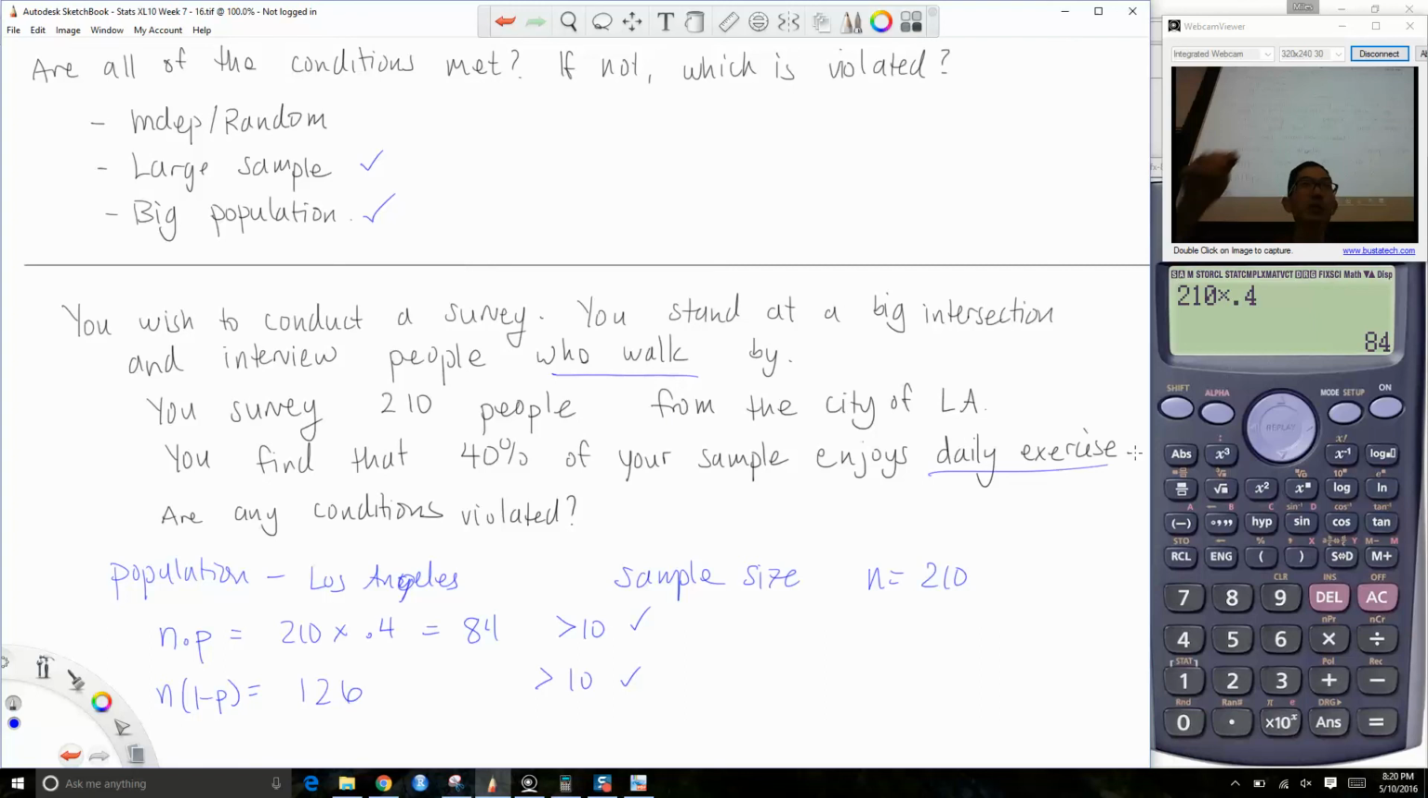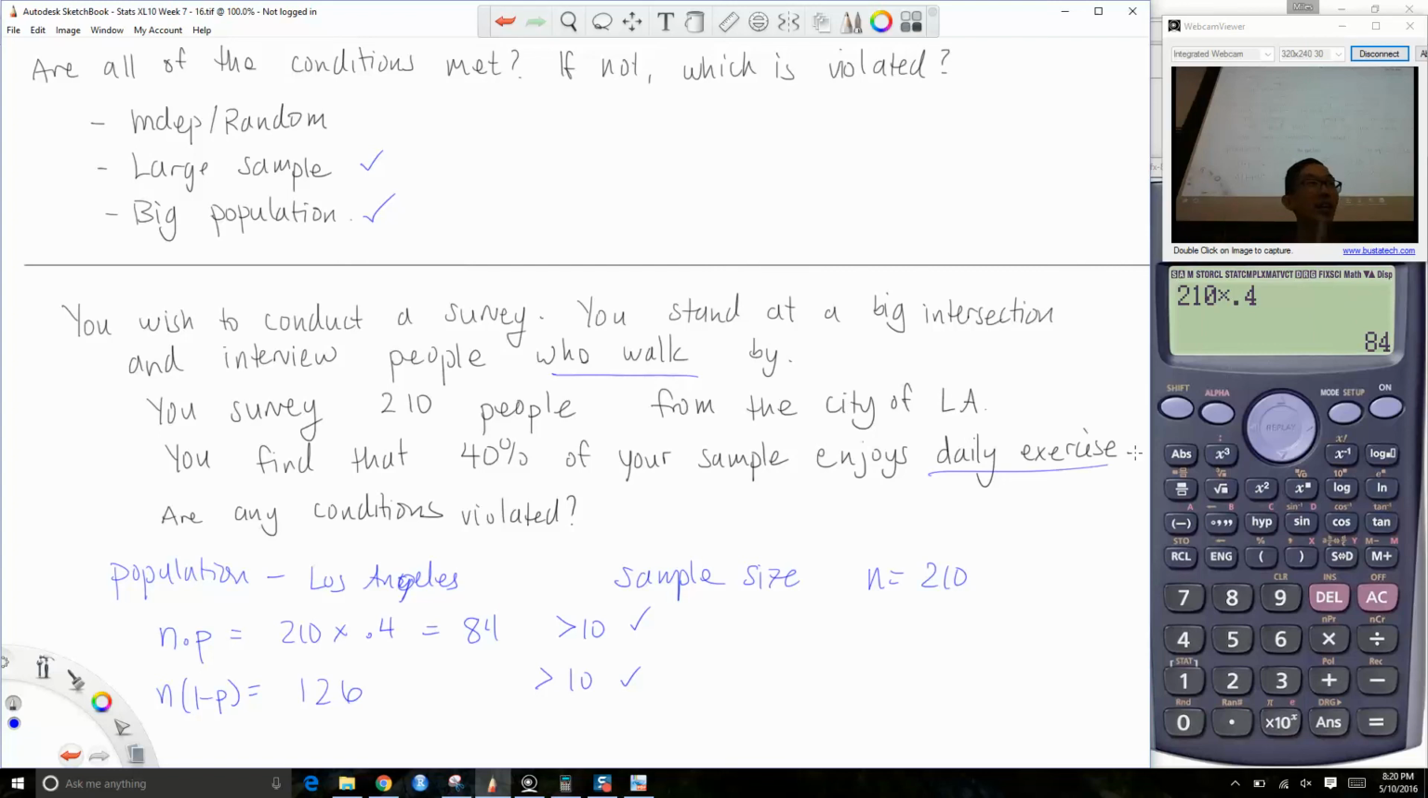A random sample would probably involve calling people who might never leave the house, who would never be walking around on the street. People who walk on the street do not necessarily look like the entire city of Los Angeles. People who walk on the street are people who walk on the street. You're not going to get people who are unable to walk, or people who don't like to leave the house, or basically anybody who's not walking in that intersection.